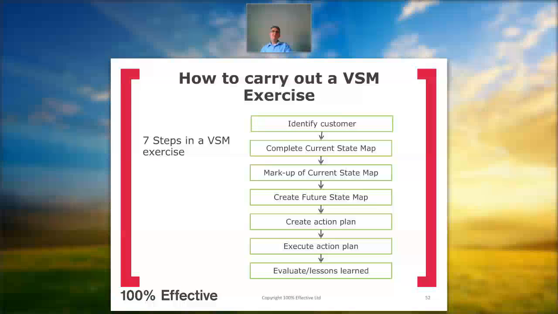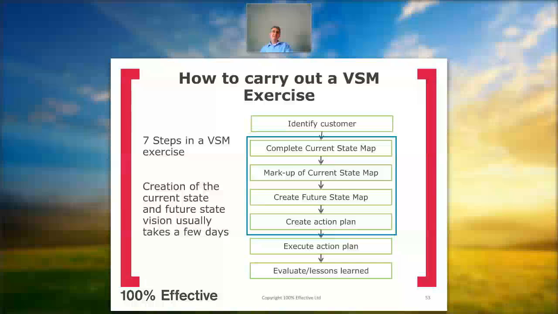How do we go about carrying out a value stream mapping exercise? There are 7 steps. The first is to identify the customer and the value stream. Second is to complete what we call the current state map. This is the as-is state that describes how we currently operate. The next step is to mark this up with areas for improvement and where non-value activities can be reduced. And then we create what's called the future state. This is the vision of where we think this value stream needs to be. We then create the action plan of how to get there, we execute the plan, and then evaluate and identify lessons learned.